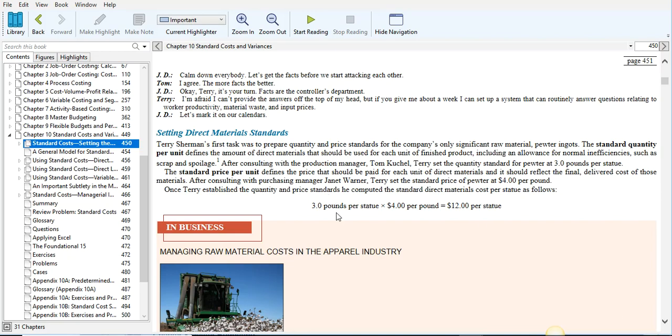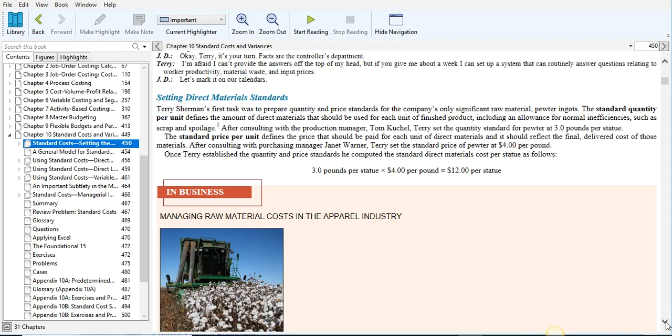Now, when we look at a standard price per unit, we're going to really look at, okay, this is how much material that we're going to use, and this is what the price is, or the cost. So the cost per statue is $12. This is a standard price per unit, and that's what we would expect to pay for the material going into those units.